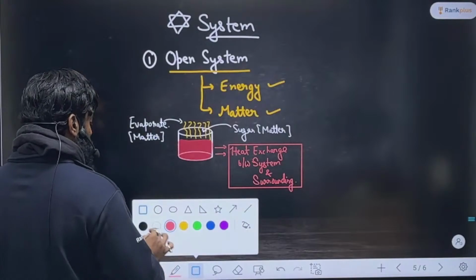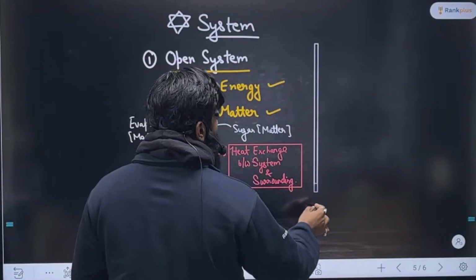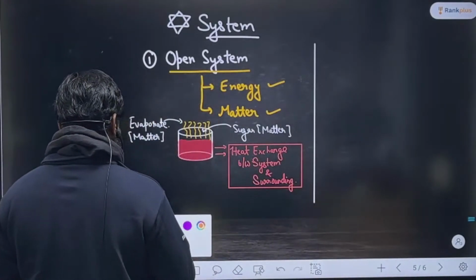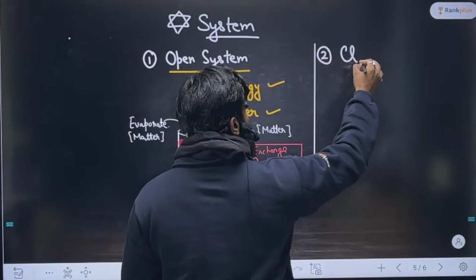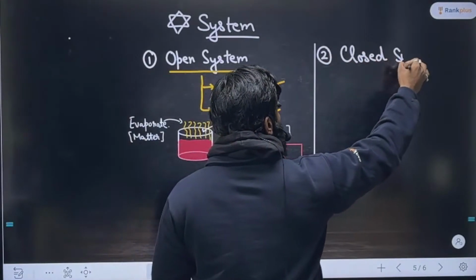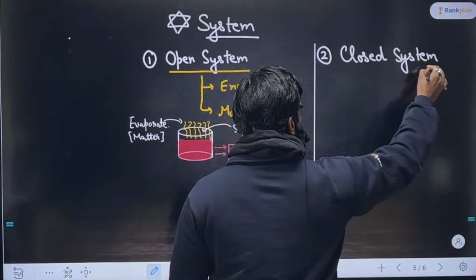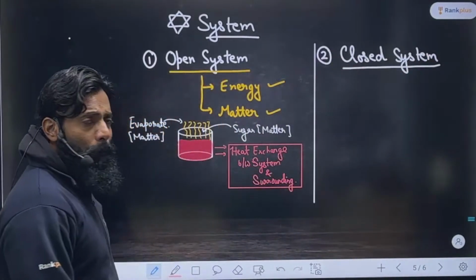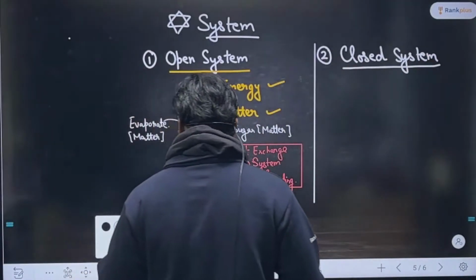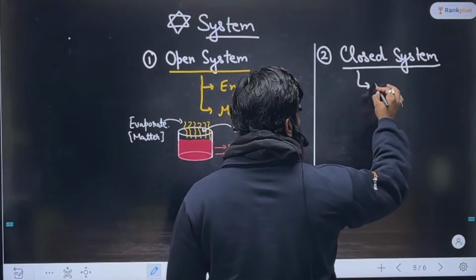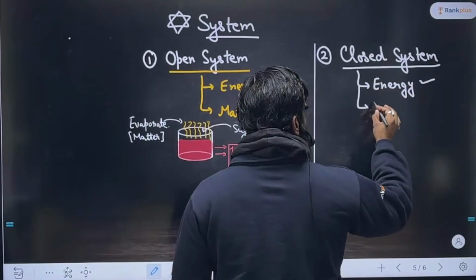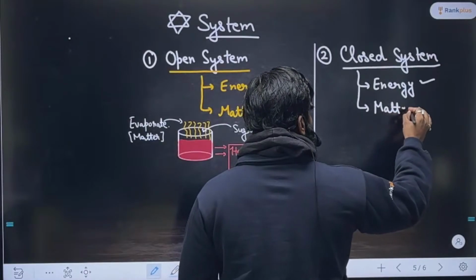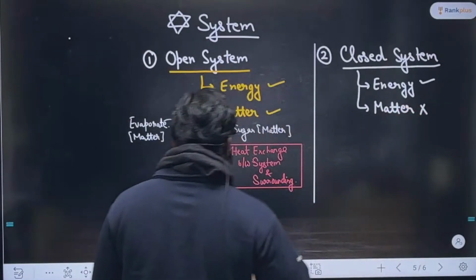Other than that, there is another system known as a closed system. In a closed system, energy can be exchanged, but matter cannot be exchanged.